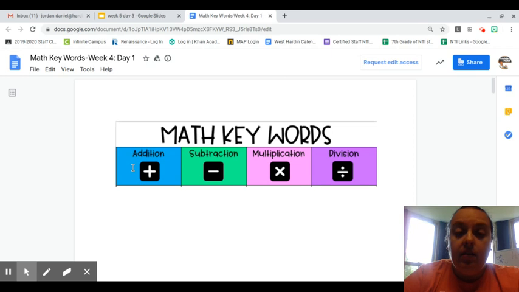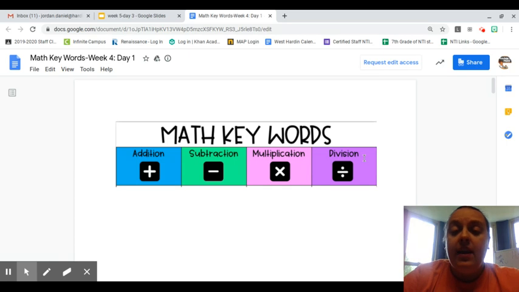These four words you should know by heart at this point: addition, subtraction, multiplication, and division. And then there's important words that go with each one. For example, the answer to an addition problem is the sum. The answer to a subtraction problem is the difference. The answer to a multiplication problem is the product. And the answer to a division problem is the quotient.